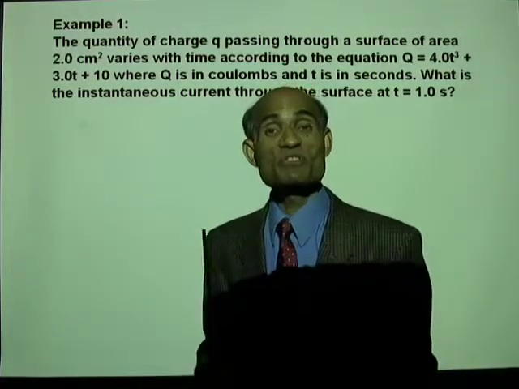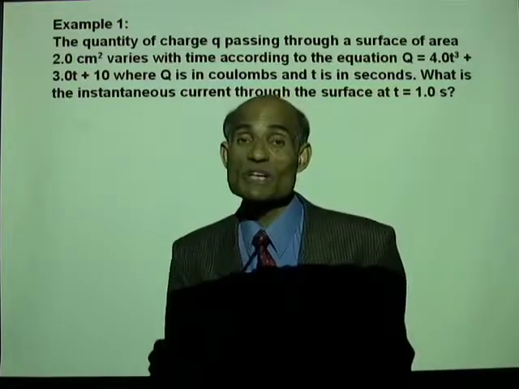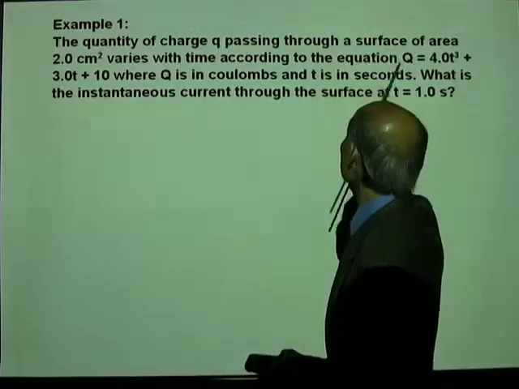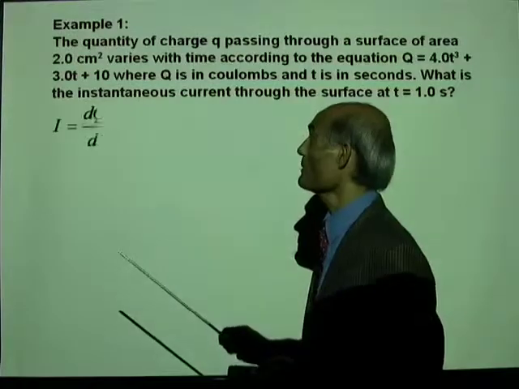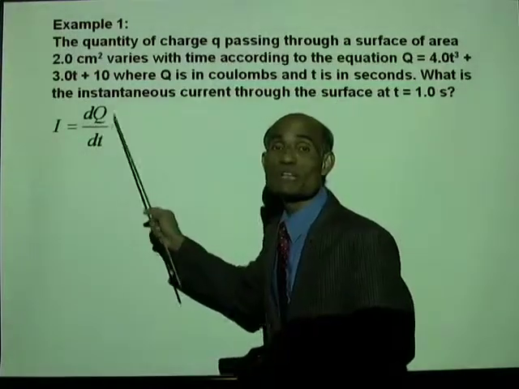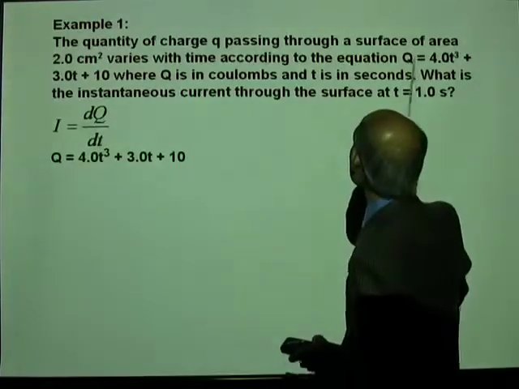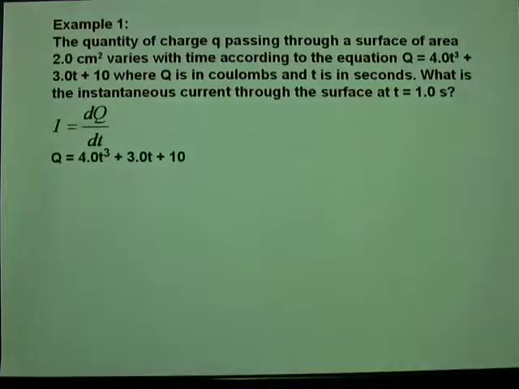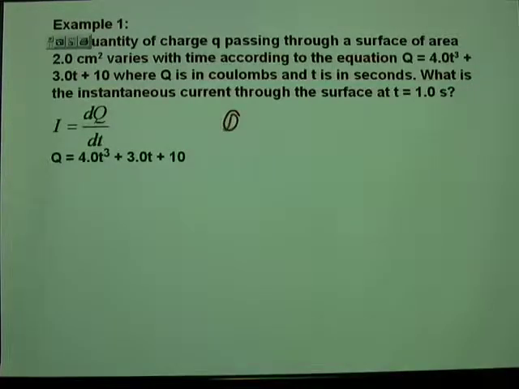Alright, what is the definition of instantaneous current? Instantaneous current is the derivative of charge Q. Here Q is a function of time. So I equal to dq by dt. Well, you can see, I think I need to write that down for you. Q equal to 4t cube plus 3t plus 10.